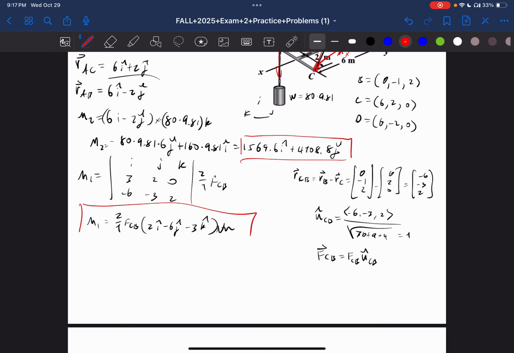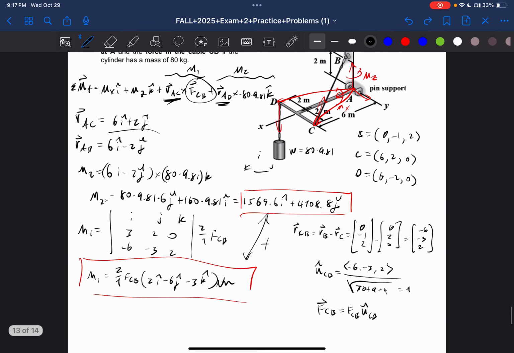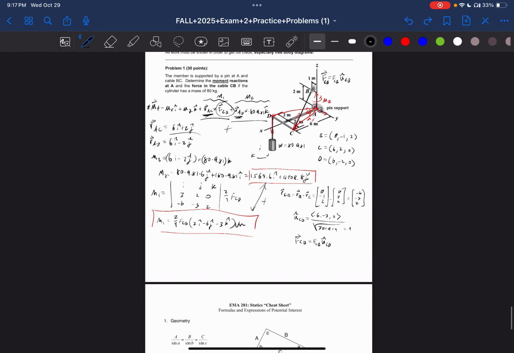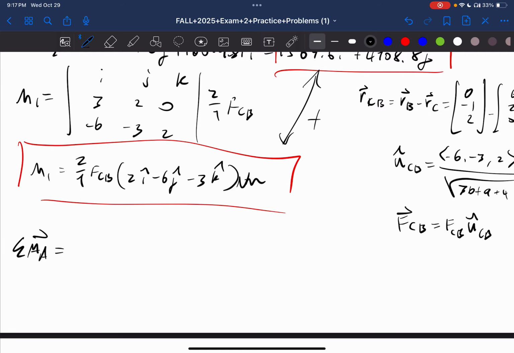Yeah, this is it. Now we can take both of these, add them together, and then add this right here onto it. So we can get the sum of the moments at A is going to be equal to, this is going to be quite annoying. We add them all up, basically, which is going to be very annoying, I'm not going to lie.